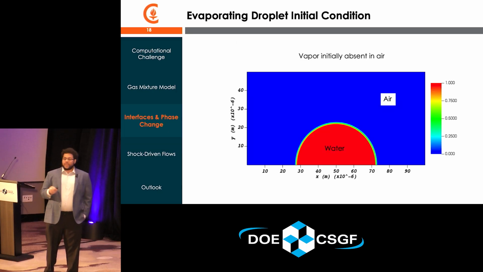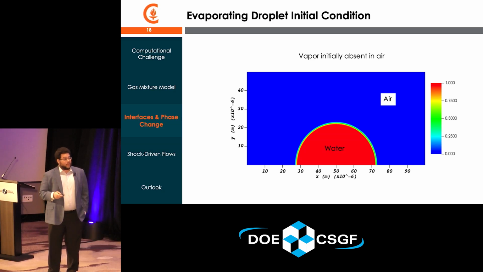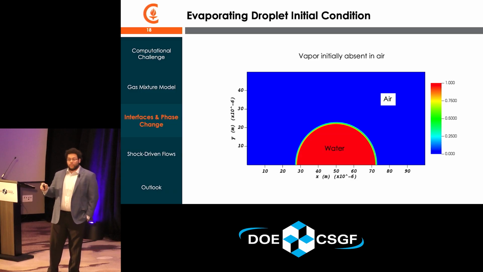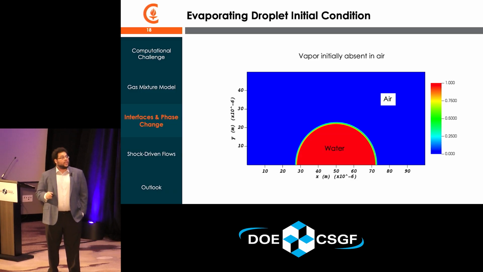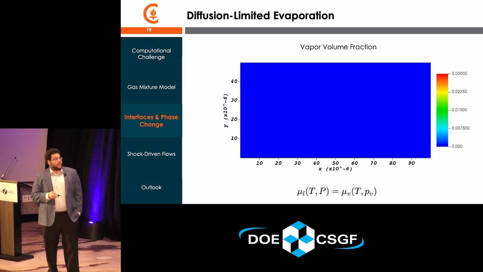So with this, we're really able to compute your diffusion limited evaporation. I'll start, for this test case, with a cylindrical water droplet surrounded by air, and I'll initially smear the interface between the two. And note that there's no water vapor here initially at all in the simulation.